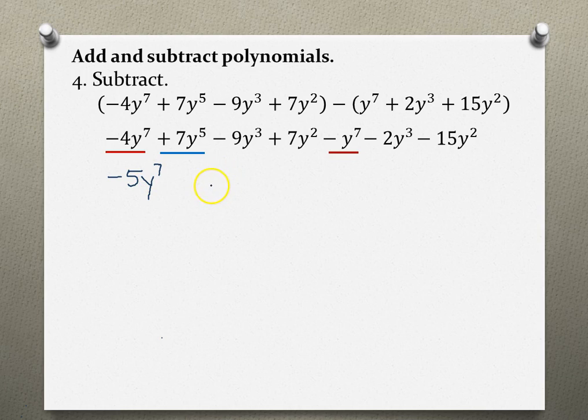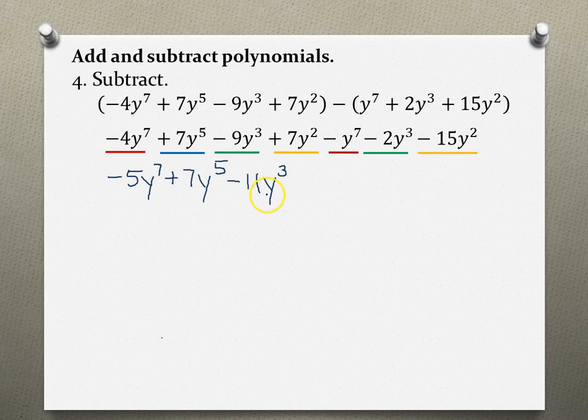Next, we have y to the 5th power, but there is no other term that has the same variable and the same power, so this term does not share a like term and it just comes down. Next, we have y to the 3rd power, and there is another like term, so we're just adding the coefficients together. Again, both of these are the same sign. Add the numbers, keep the sign. So I know my answer is going to be negative, and 9 plus 2 is 11. Variable stays the same, power stays the same.